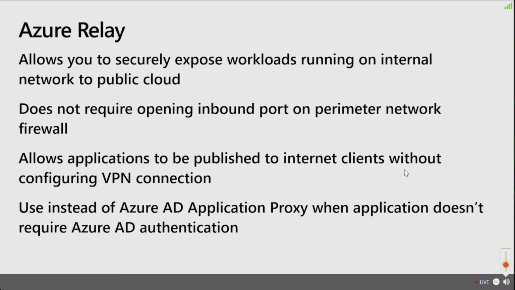Now, there's another technology we're going to talk about a little later in this session called Azure Active Directory Application Proxy. You use Azure Relay when your application doesn't require Azure Active Directory authentication. If it does require Azure Active Directory authentication, fall over and use Azure AD Application Proxy. If you've just got an on-prem application that you want to publish to the internet, then use Azure Relay.